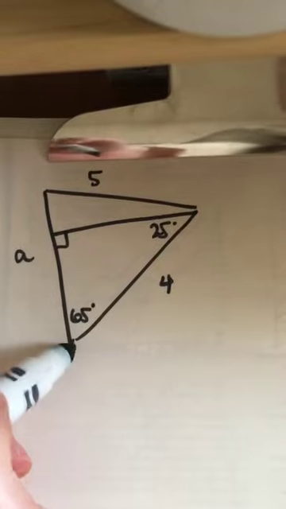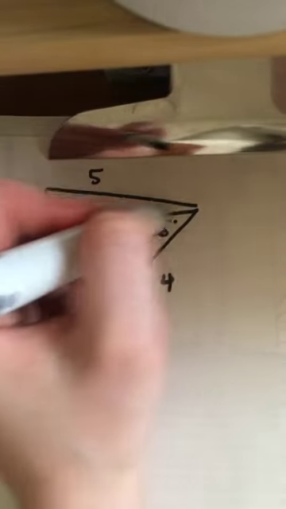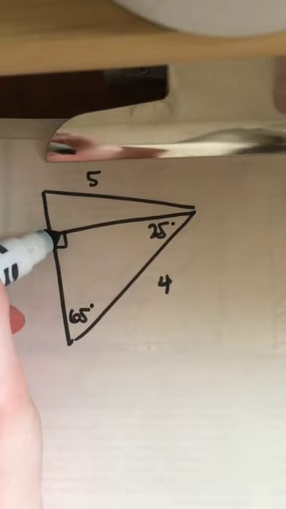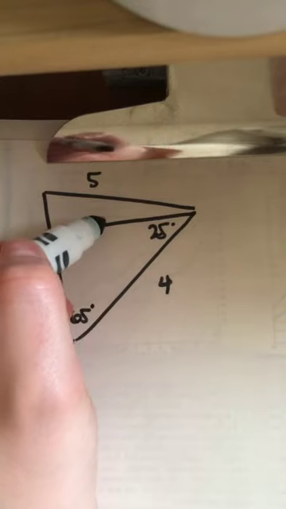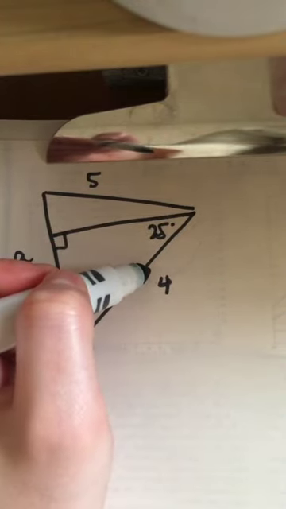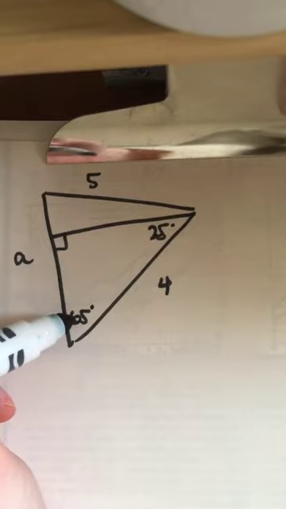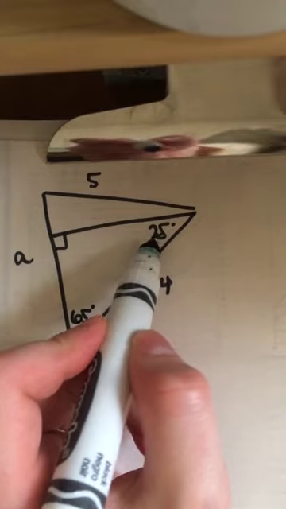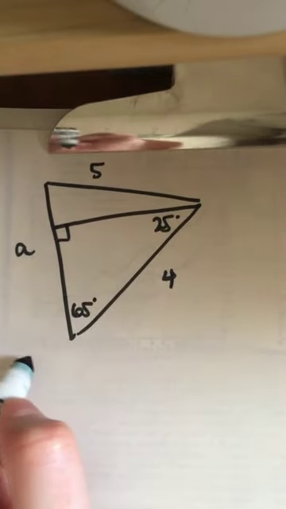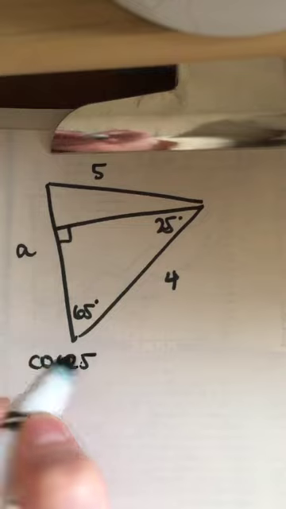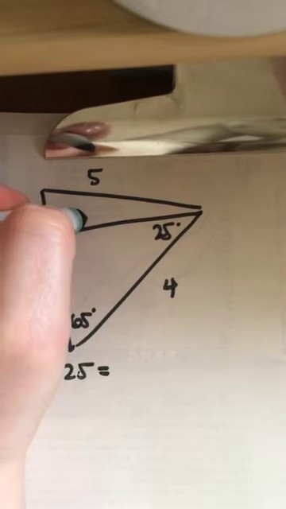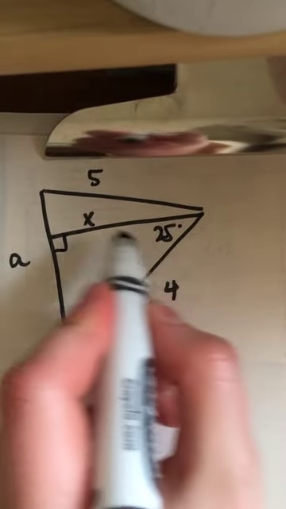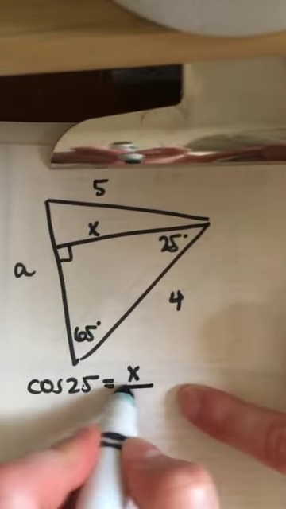This is also a right triangle, so I can find this other leg, because this length of 4 is the hypotenuse. I could use the 25 and do adjacent over hypotenuse and find it using cosine. I can also use 65 with the opposite over the hypotenuse and use sine. I'm going to use cosine just because we don't use it very often. So cosine of 25 equals, let's call it x. Cosine is the adjacent over the hypotenuse.